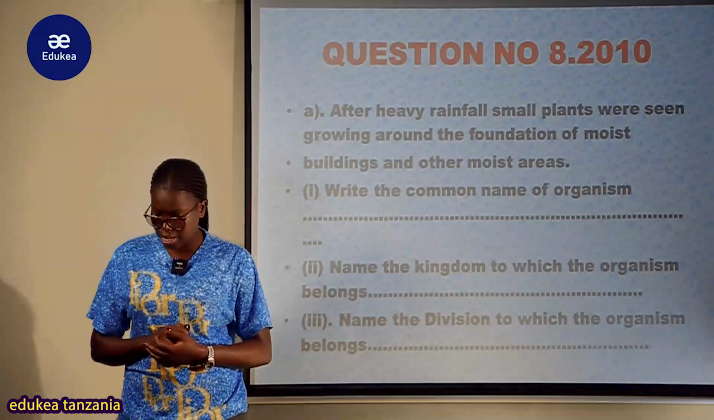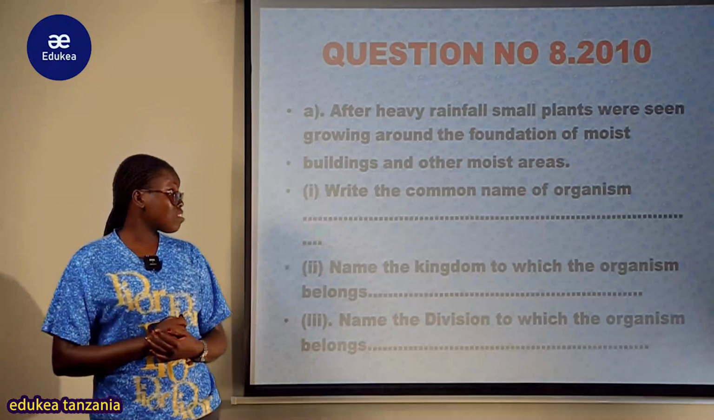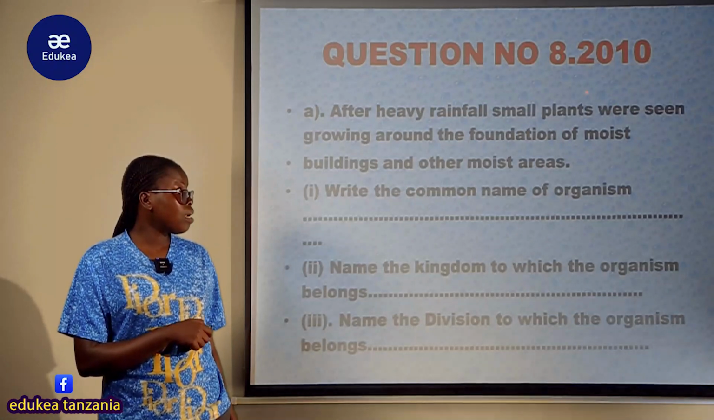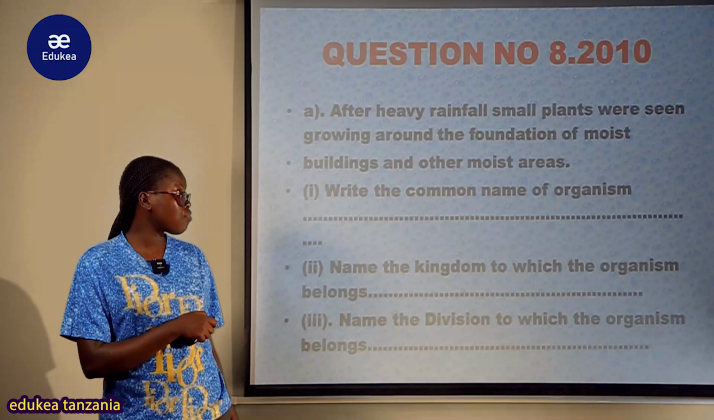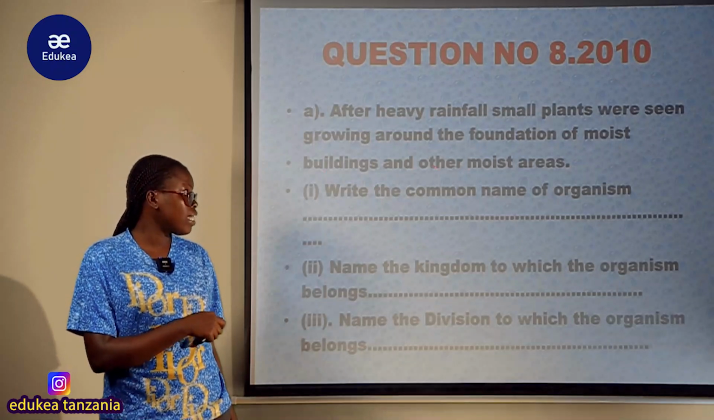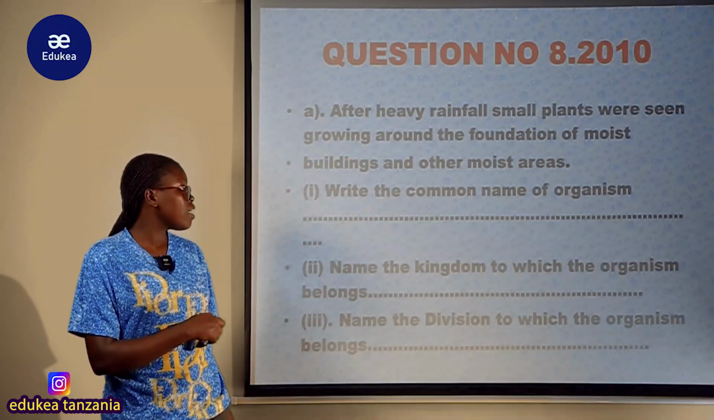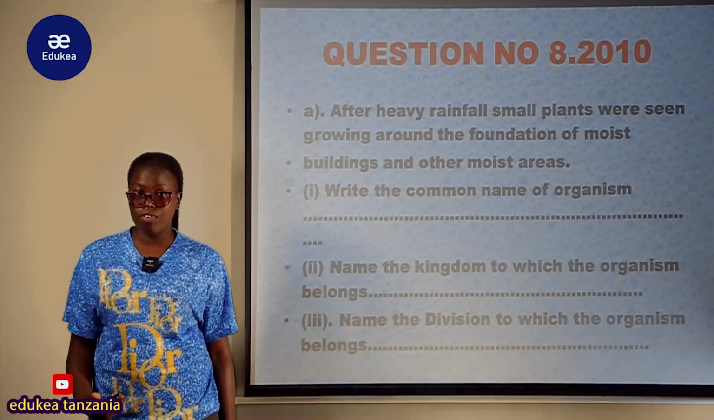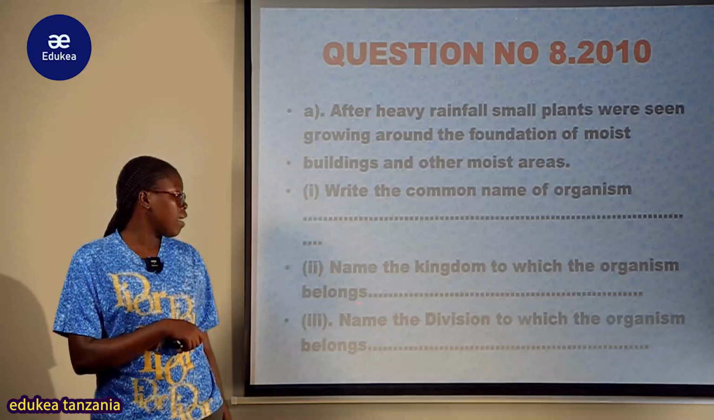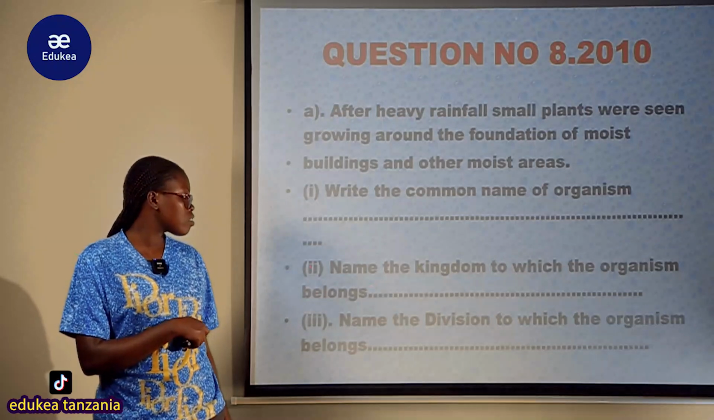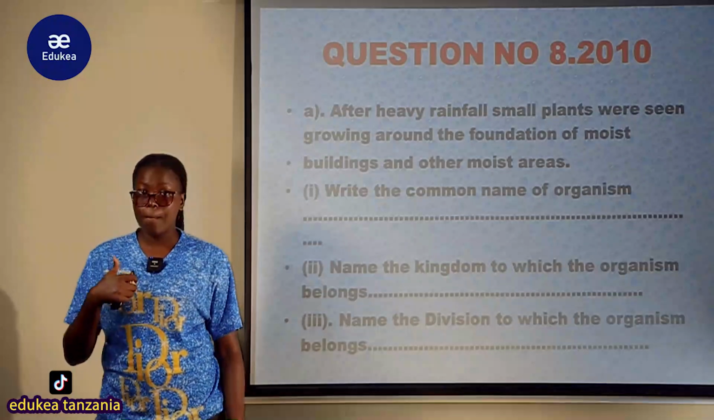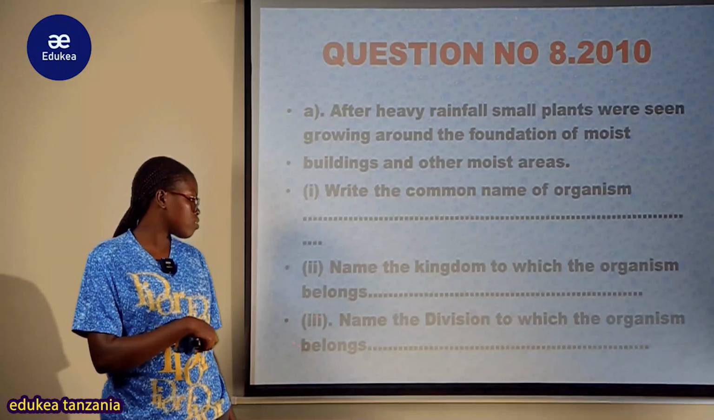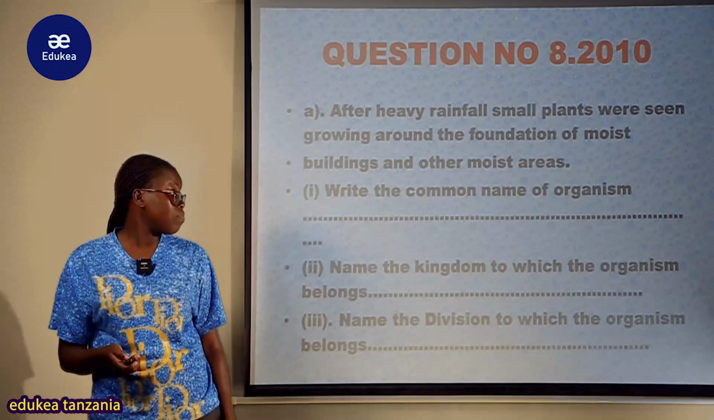Another question is question number 8. This question states that after a heavy rainfall, small plants were seen growing around the foundation of moist building and other moist area. Roman 1, write the common name of the organism. Roman 2, name the kingdom to which the organism belongs. Roman 3, name the division to which the organism belongs.